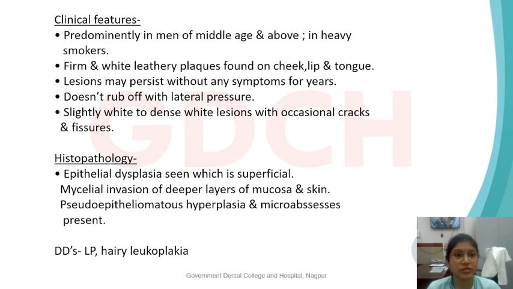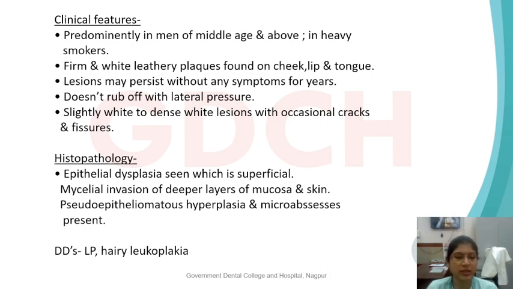So the clinical features of hyperplastic candidiasis are as follows. It is mainly seen in men of middle age and above, and in heavy smokers. It is a firm, white, leathery plaque, which is usually found on the cheek, lip, and tongue. Lesions may persist without any symptoms for years. It doesn't rub off with lateral pressure, which is a very pathognomonic feature for this as compared to pseudomembranous candidiasis. Slightly white to dense white lesions with occasional cracks and fissures could also be there.